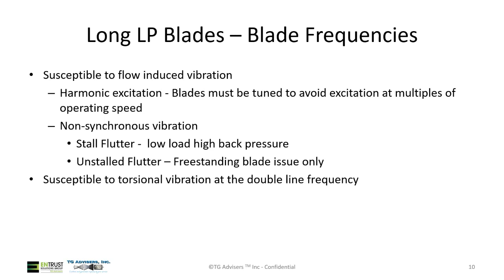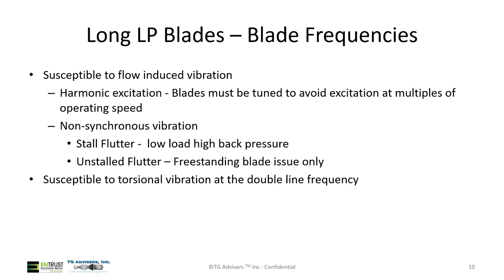The other one I want to talk about is the long LP blades. When you're doing a retrofit, a lot of the new designs have different styles of blading, and you need to be aware of blade frequencies and take those into consideration with design changes and redesigns. So some designs can be susceptible to flow-induced vibrations. So you've got to consider stuff like harmonic excitations, things that have frequencies that are a multiple of certain speeds. You want to make sure that these blades are tuned to avoid excitation at multiples of operating speed.